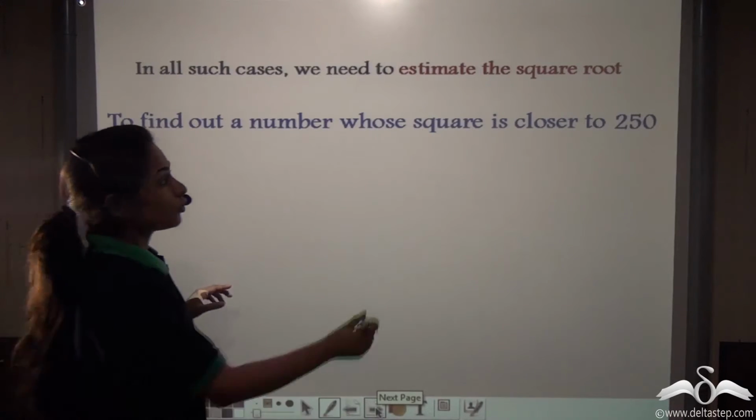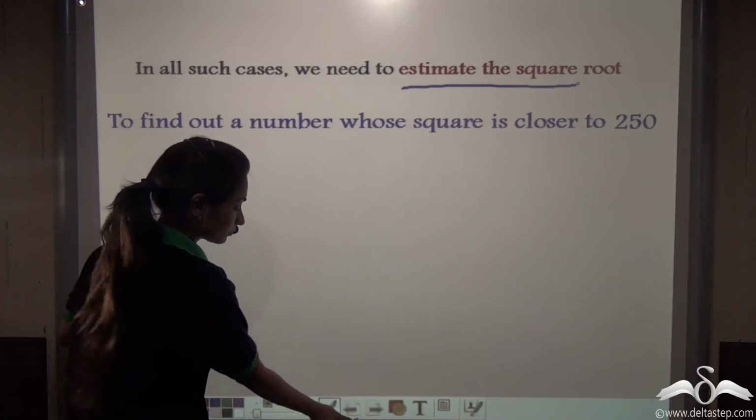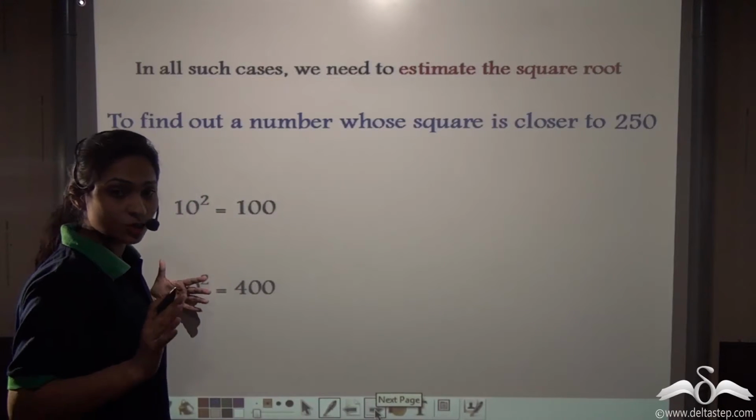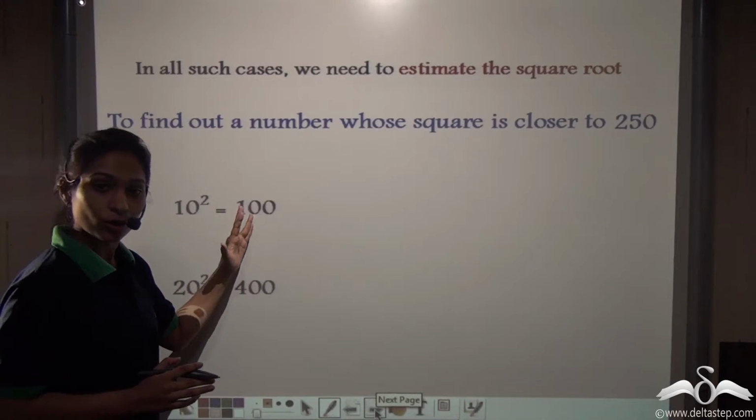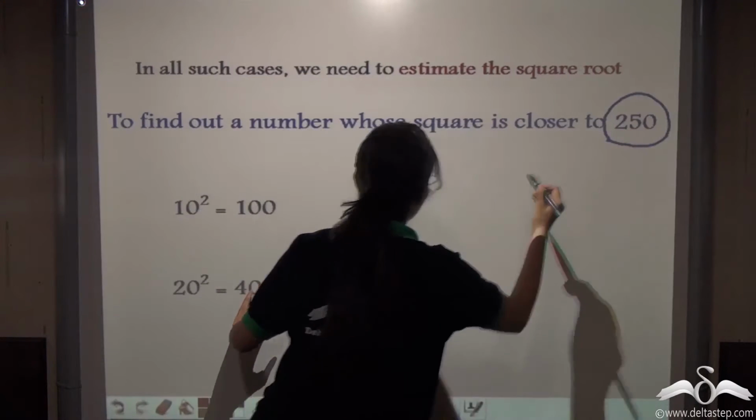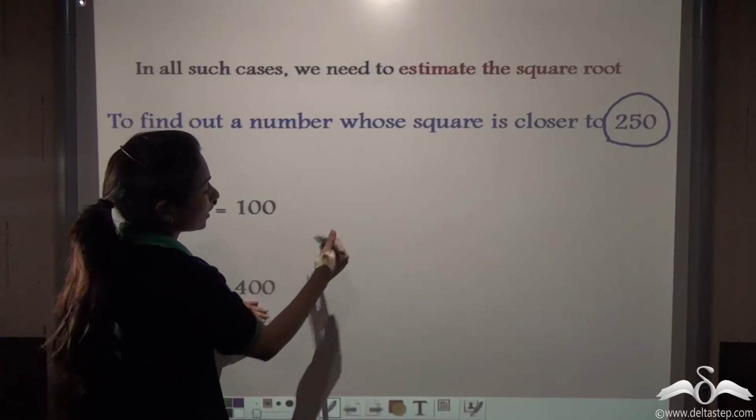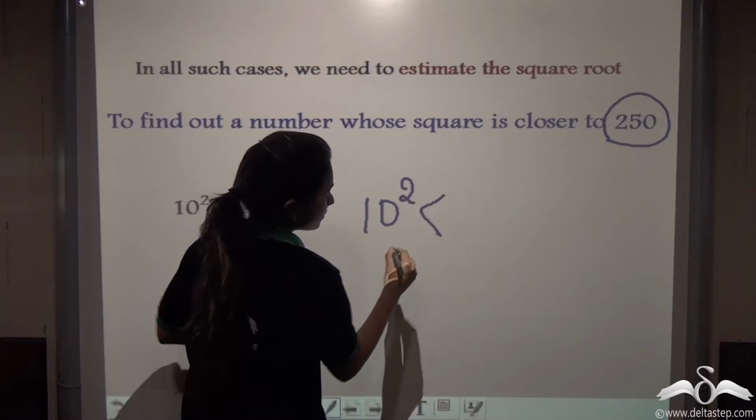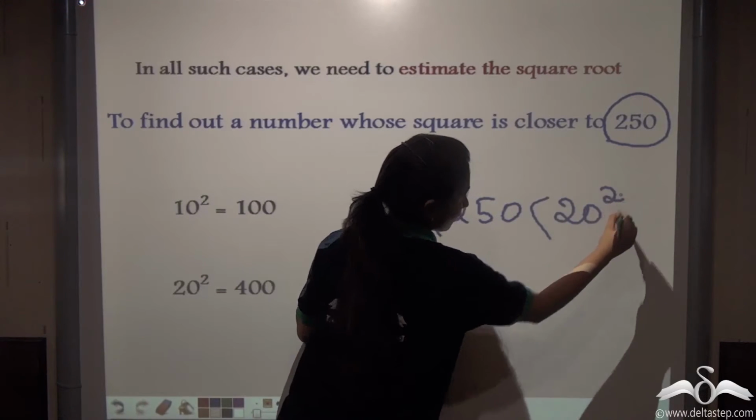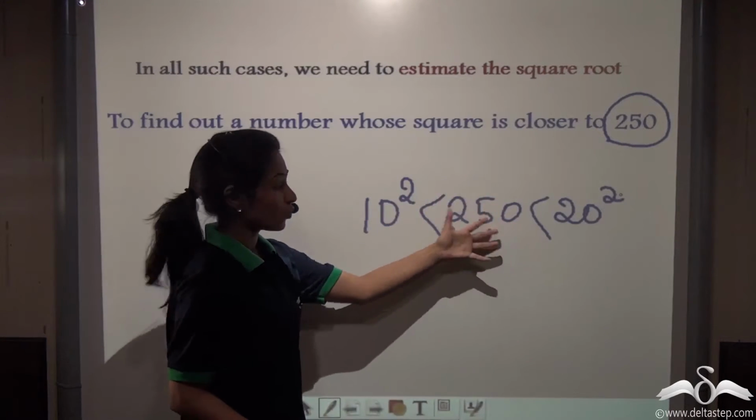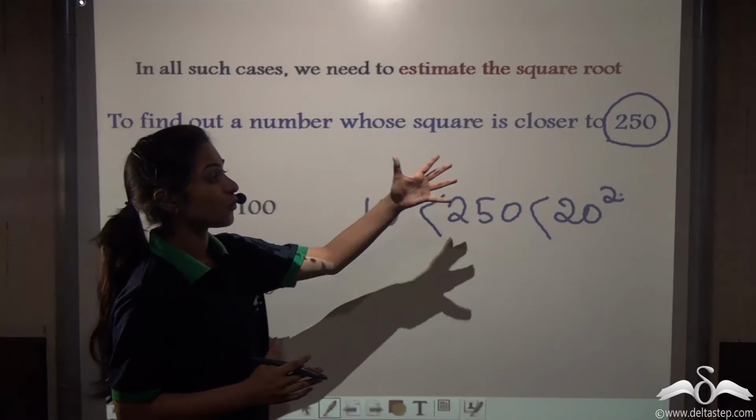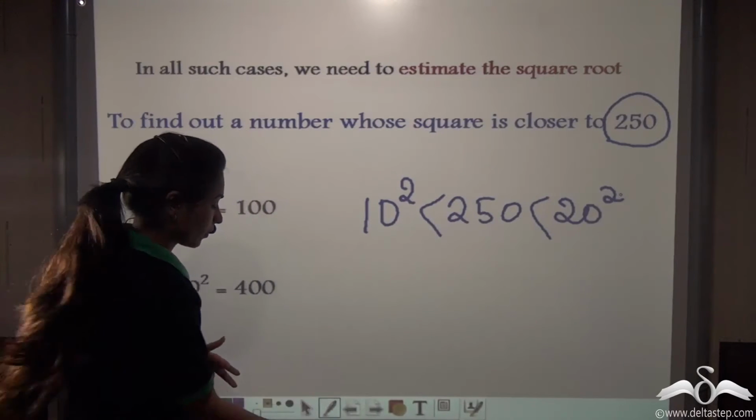In these cases, we need to estimate the square root. Now you know that finding out the squares of multiples of 10 is quite easy. So 10 square, when we found out, is 100, and 20 square is 400. So you can see that 250 lies between 100 and 400. So we can say that 250 lies between the squares of 10 and 20. But again, this is not very close. We cannot estimate the square root, if any, of 250.